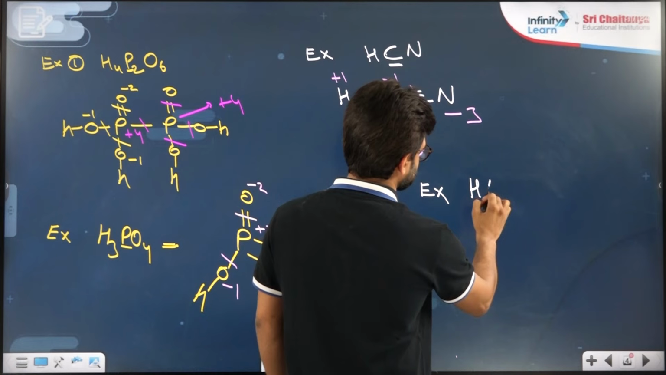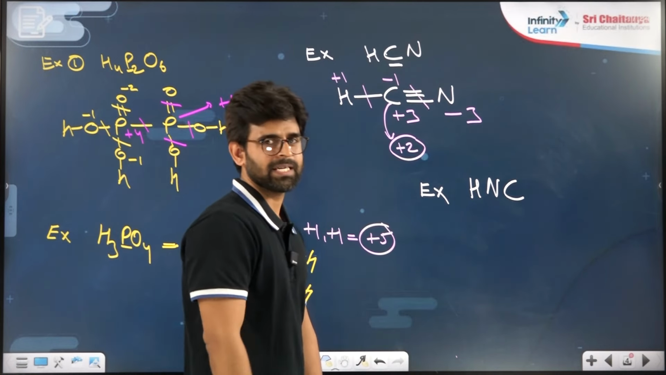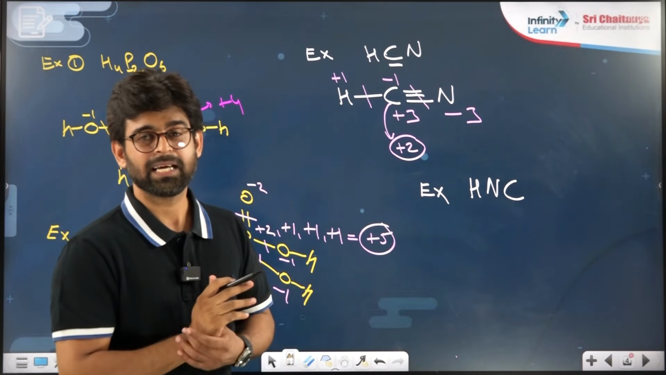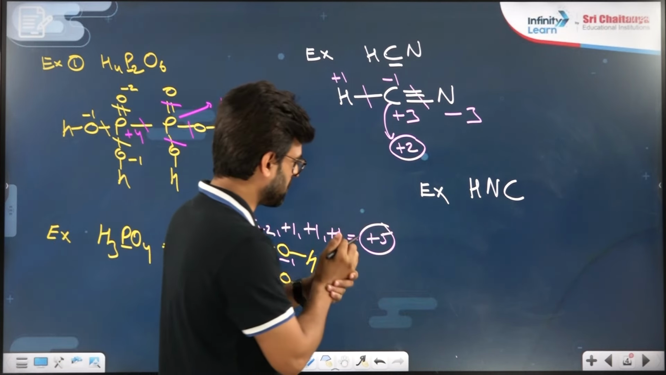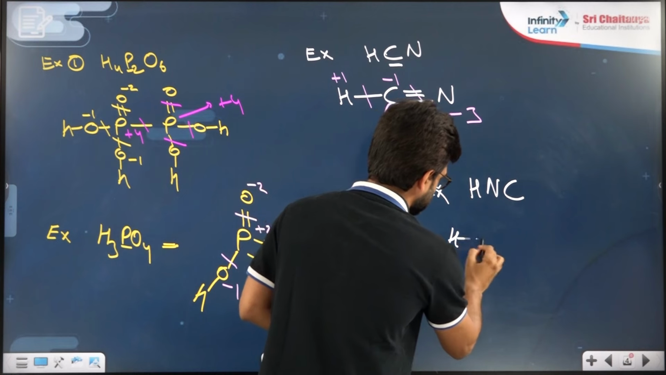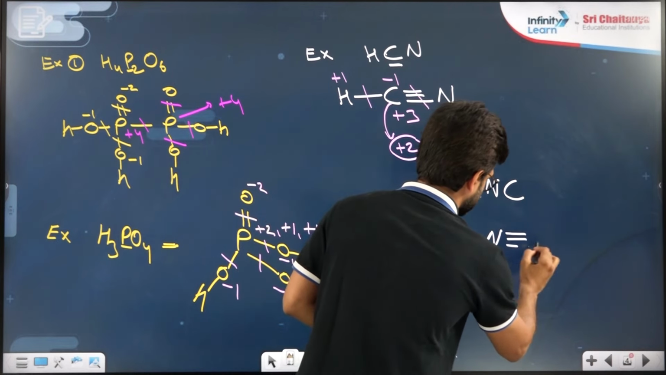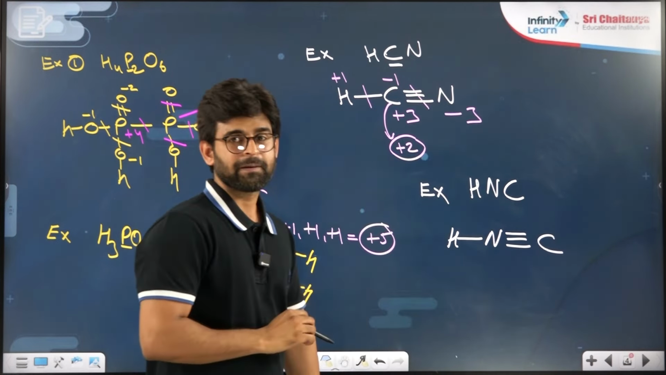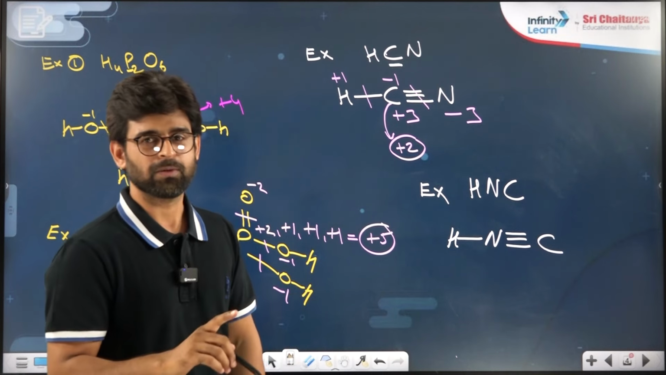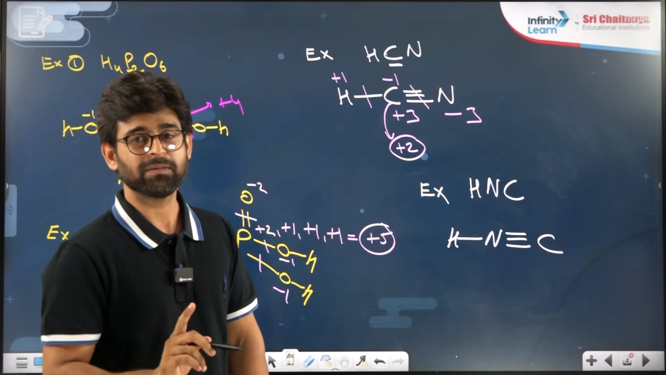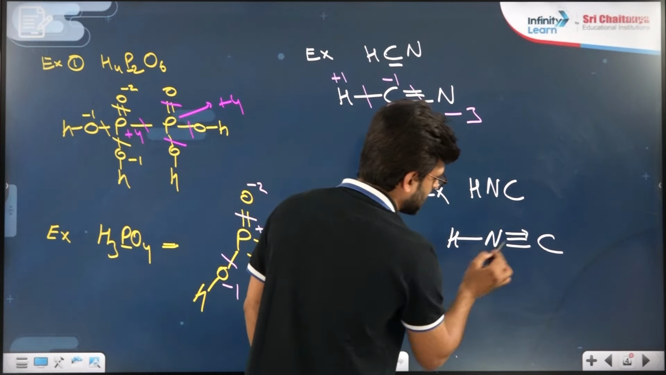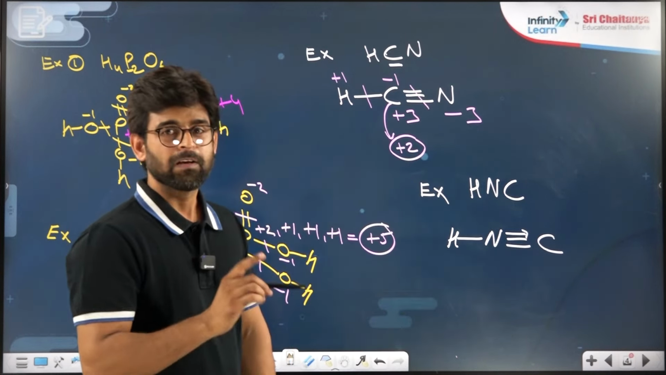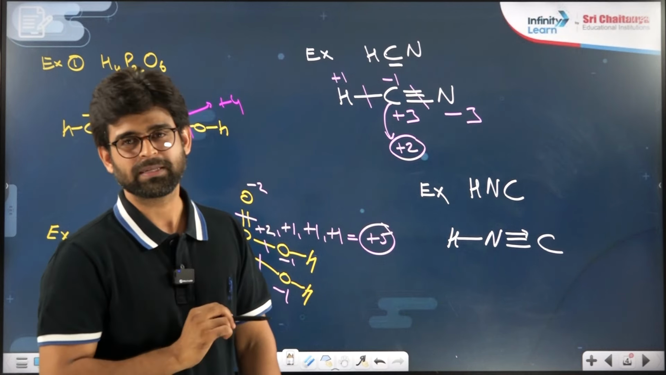Imagine we are taking HNC, isocyanide. It is HNC. In this case, we have to be a little careful. I am drawing the structure of HNC. Nitrogen is making 4 bonds. A neutral nitrogen atom is making 4 bonds. So be careful. One of the bonds here is definitely a coordinate bond.